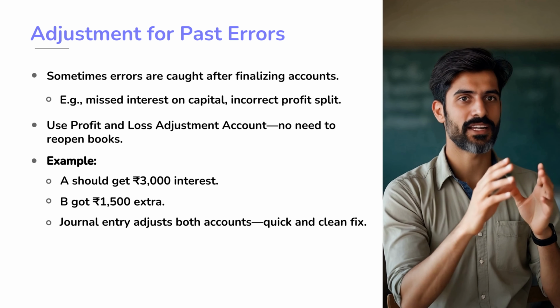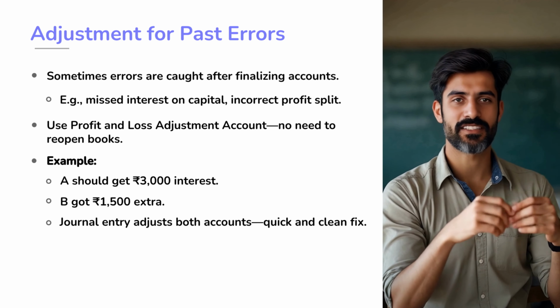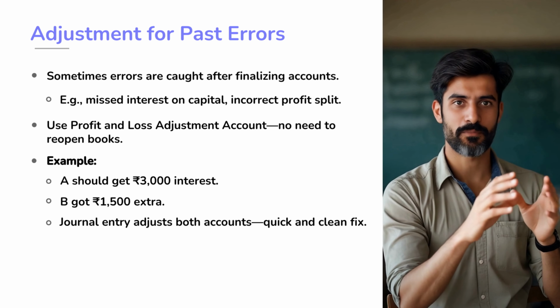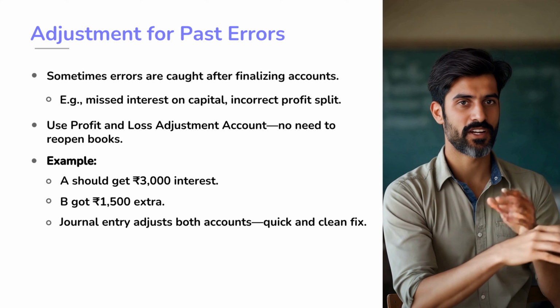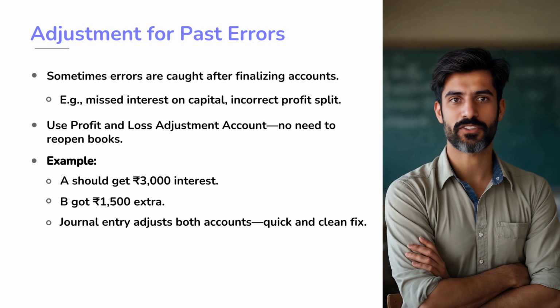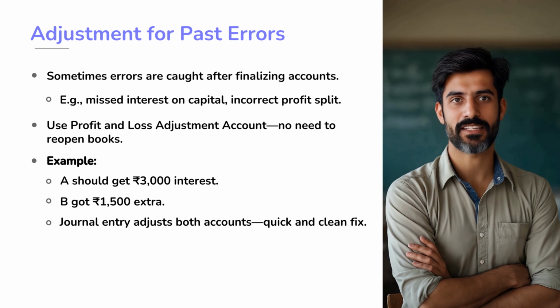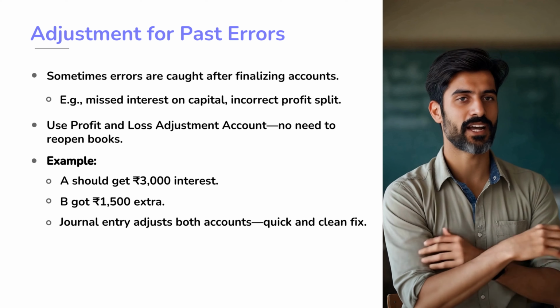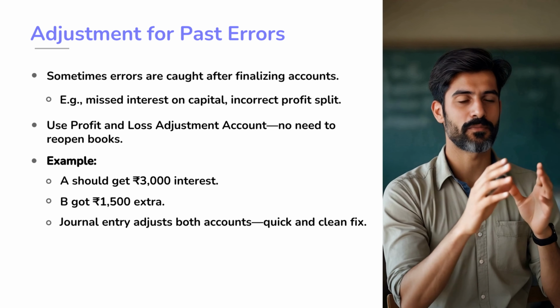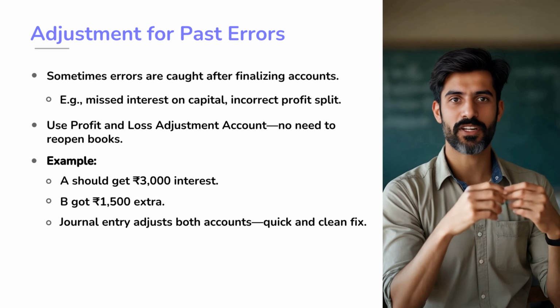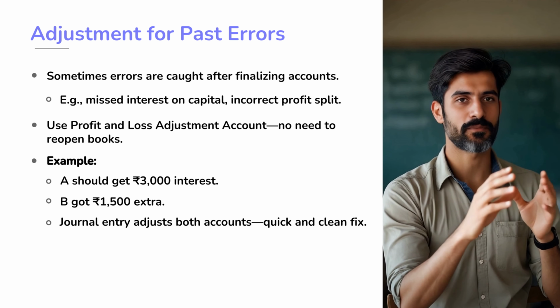Example, partner A should have received 3,000 as interest on capital, but didn't. Partner B, meanwhile, got 1,500 more than they were entitled to. The solution? A single adjusting journal entry, credit A's account, debit B's, and the books are corrected. No mess. No rework. Just clean, fair accounting.